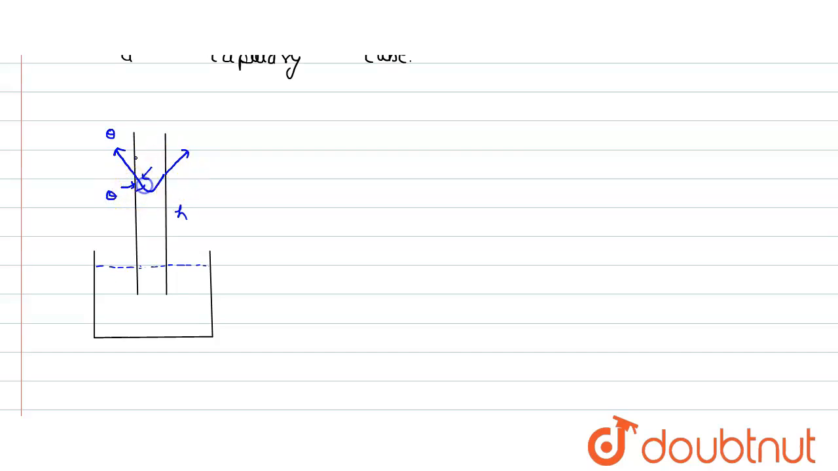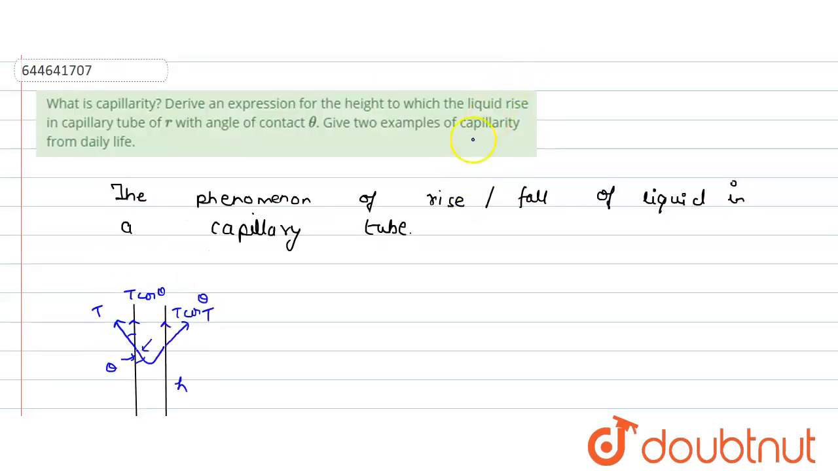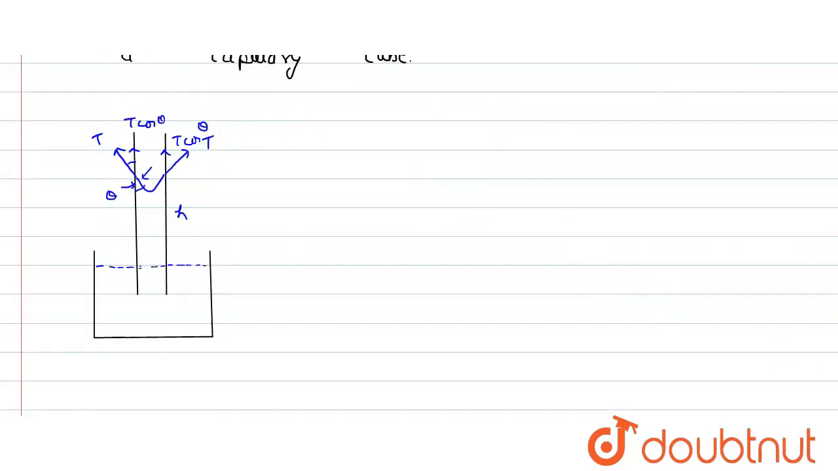If this angle is theta, then this would also be theta, and this is T, this is T, and this is T. On the whole surface T would be acting. So this component would be T cos theta, and here also it would be T cos theta in the vertical direction. Let me rewrite this part. So this is T, this is T cos theta, and this component would be T sin theta, and the T sin theta components would cancel each other.